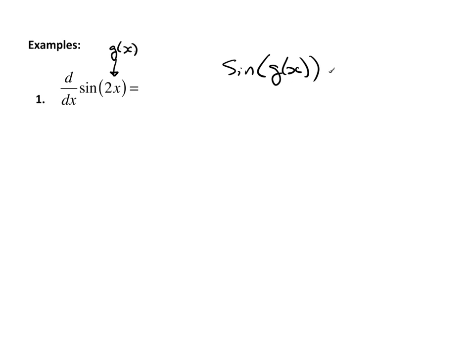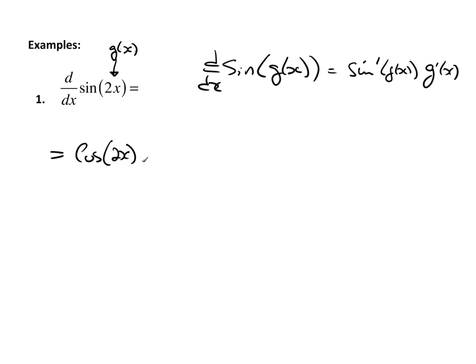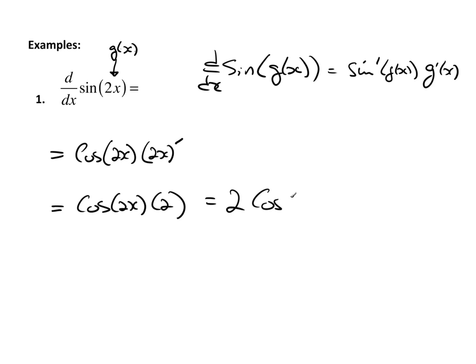So what this is going to be, the derivative of this, d dx, is going to be equal to the derivative of sine of g of x times g prime of x. Well, we know the derivative of sine is cosine, so this will be cosine of 2x times the derivative of the inside. So that's 2x prime. Well, 2x prime is just 2, so this equals cosine of 2x times 2, which obviously you'd write as 2 cosine of 2x.